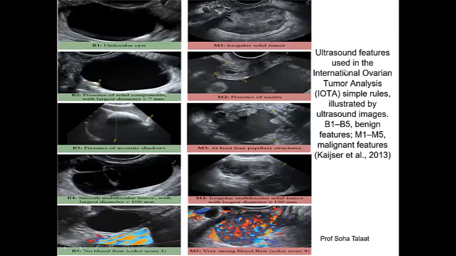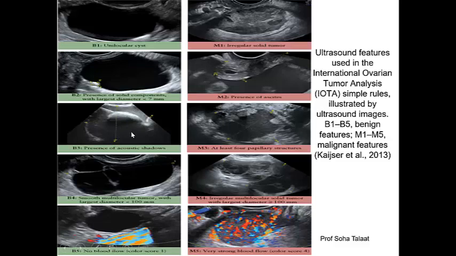Ultrasound features used in the International Ovarian Tumor Analysis, IOTA classification. The simple rules of IOTA classification, just very simply, those on the left side, they are benign, and those on the right side, they are malignant. Those on the right side, simple cyst with thin wall, simple cyst with a small papillae less than 7 millimeter.